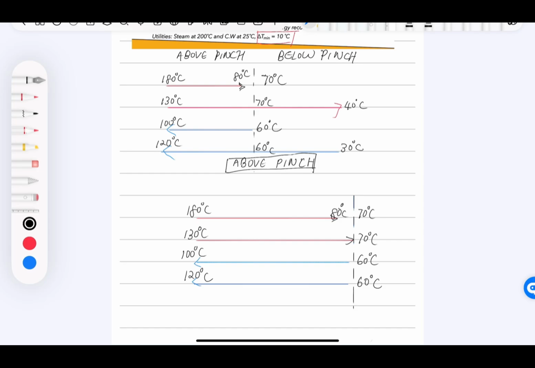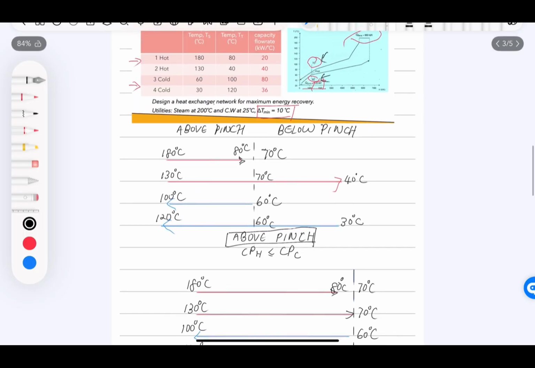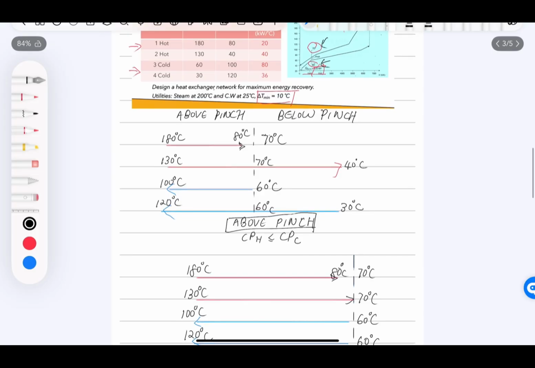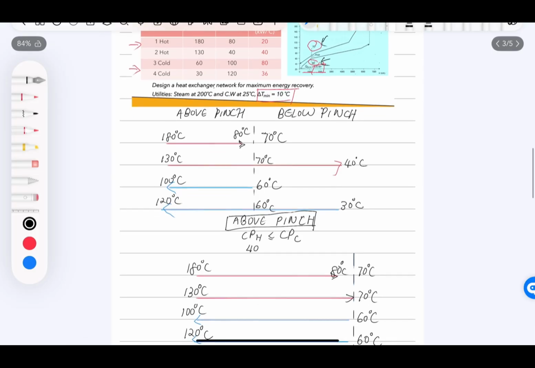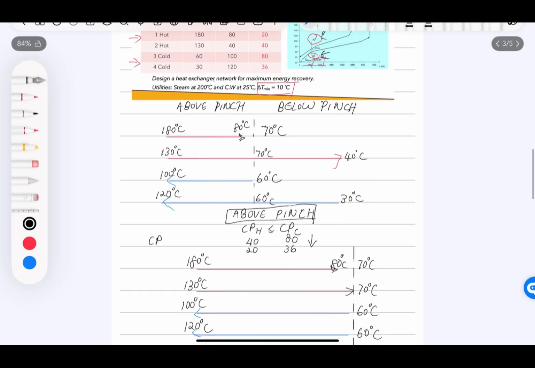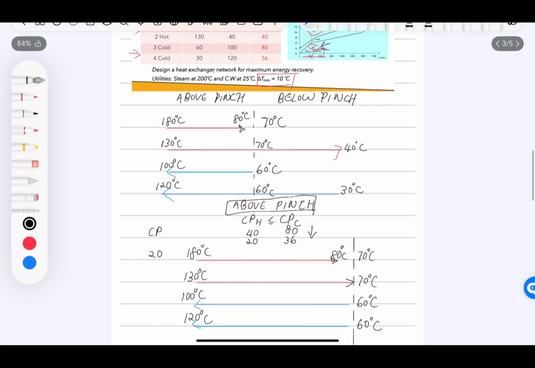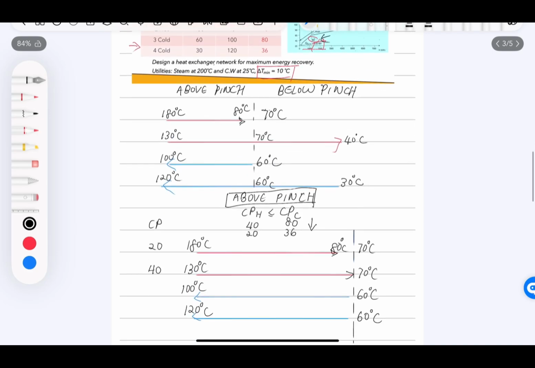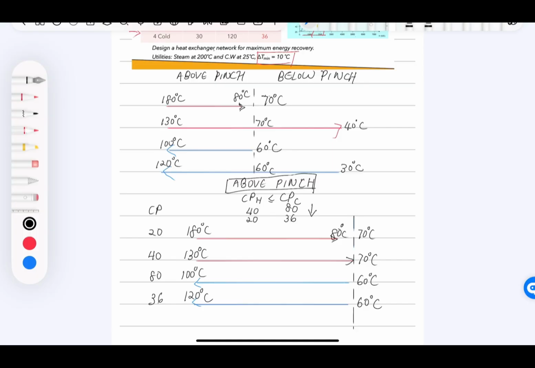Recall that for the region above pinch, your CPH must be less than or equal to CPC. Now we're going to rearrange the CP values. For hot streams, the CP is 40 and 20, and CPC is 80 and 36, because you need to arrange them in descending order from high value to low value. So the CP values are 20, 40, 80, and 36.